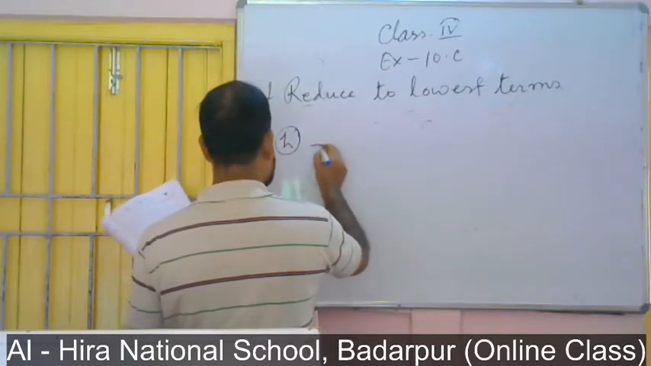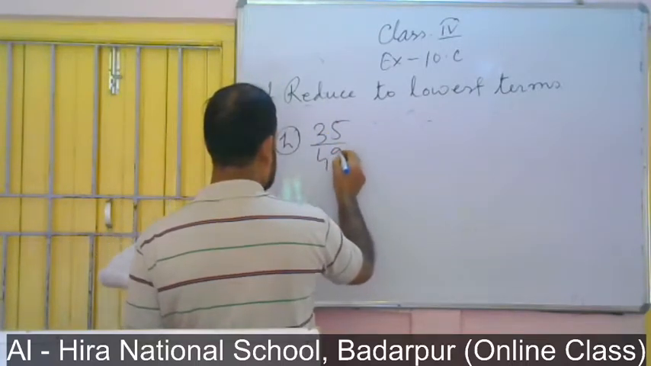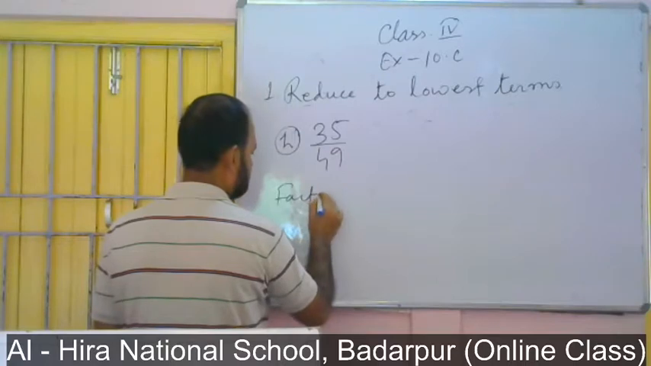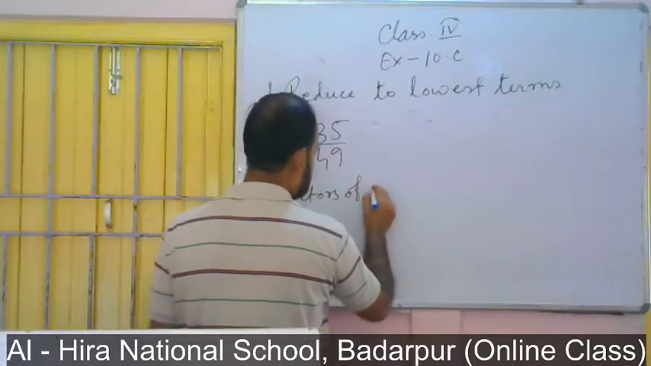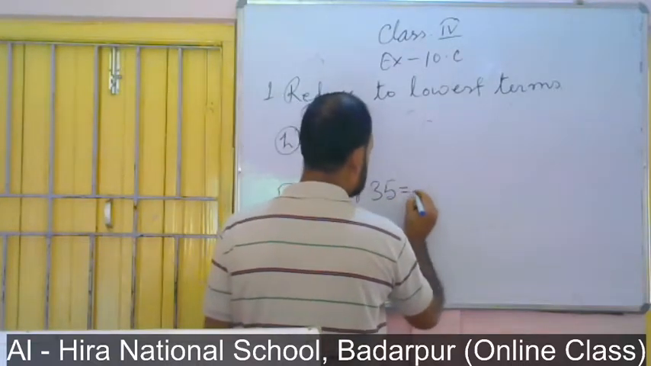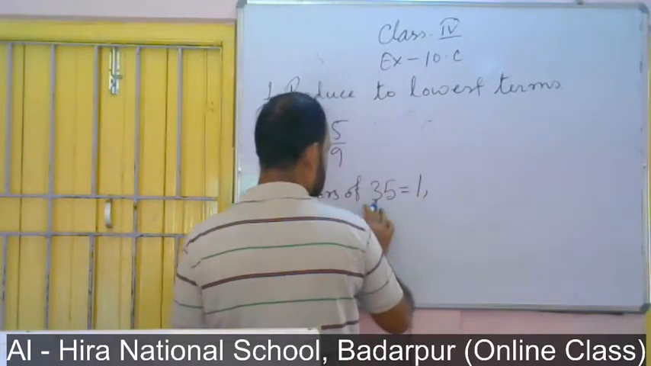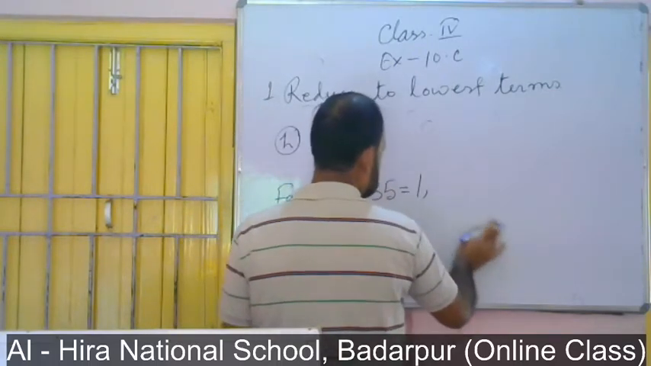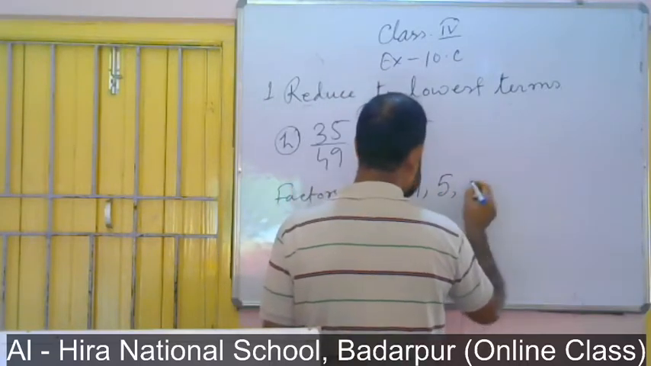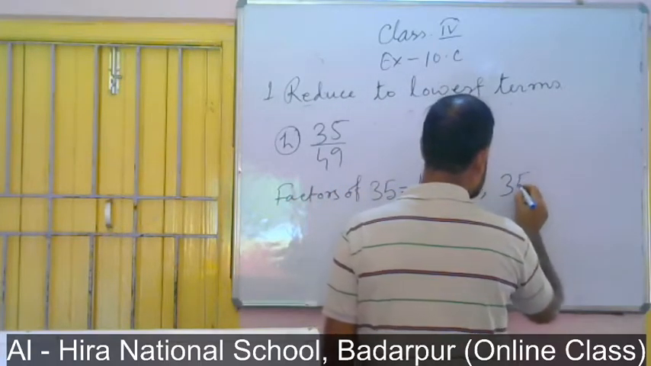H. 35 by 49. So like this we take out factors of 35. Factors of 35 equal to 35 1s are 35, 5 7s are 35, 7 5s are 35 and 35 1s are 35.